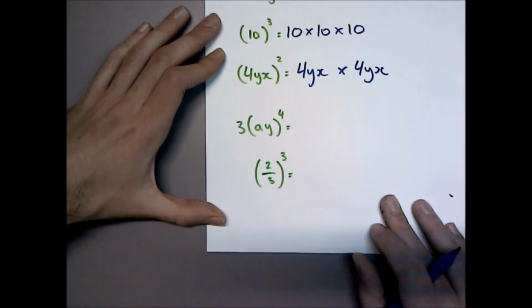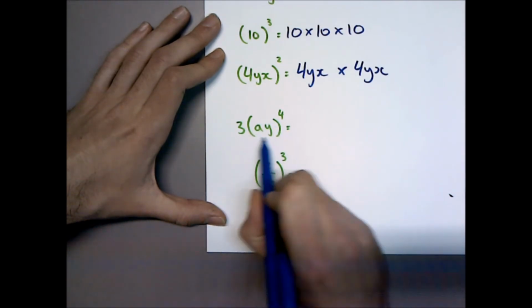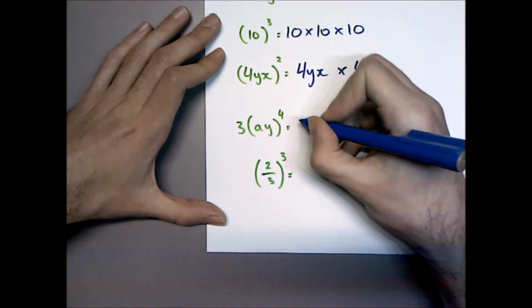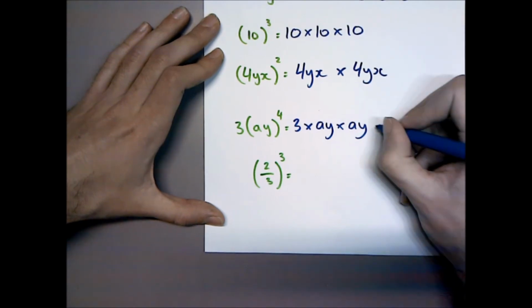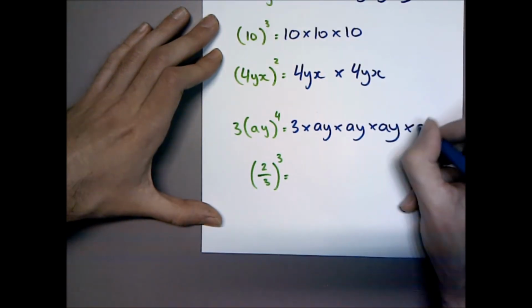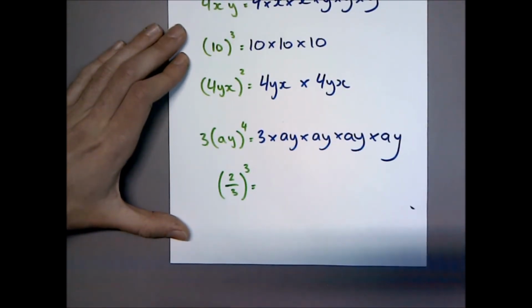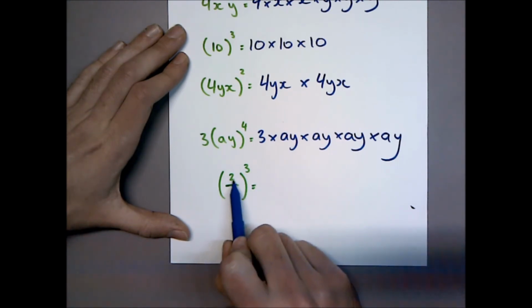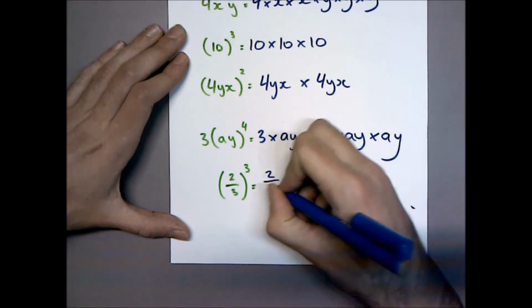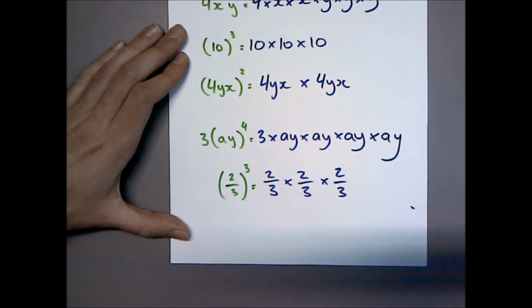Now it can get a little trickier. Sometimes you might have some numbers outside the bracket. So we've got 3 multiplied by our whole bracket 4 times. So it's going to be 3 times ay times ay times ay times one more ay. Now for the last one, sometimes they might throw a fraction or something at you, and it's same thing, same rule applies. I'm multiplying everything in this bracket by itself 3 times. So I can rewrite that as 2/3 times 2/3 times 2/3. So it doesn't matter what's in the bracket at all.